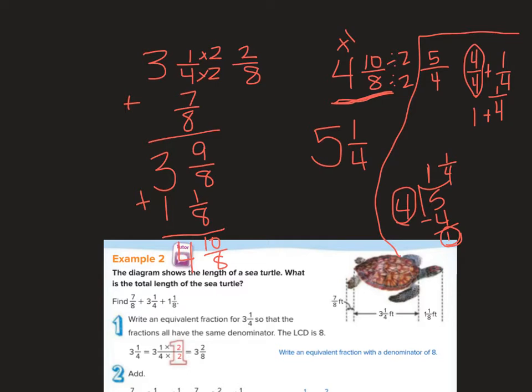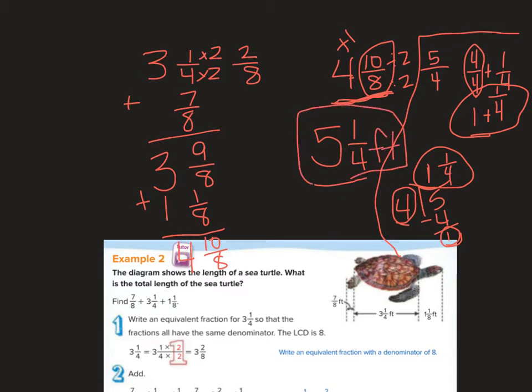Okay, so I was looking at my improper fraction, changing into a mixed number. When I did that, I got 1 and 1/4. So then I have to add that back to my 4. Notice how I had to add 1 to my whole number because 5/4 is worth 1 and 1/4. Right? So I had to add that back in, and I got 5 and 1/4 feet. That is how long the sea turtle is.